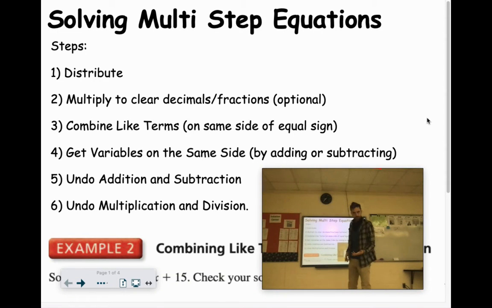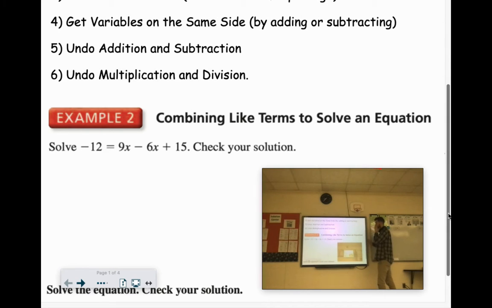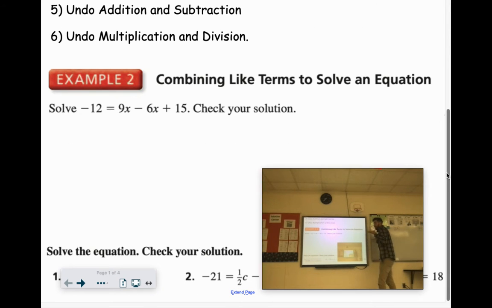Being able to solve a multi-step equation is one of the most important things you can do in Algebra 1. So here are the steps for it. You always distribute first, and then you can clear the fractions or decimals after that. Highly recommend that step. Combine your like terms on the same side of the equal sign, then get your variables on the same side, and then the last two are just the two-step equation steps: undo addition and subtraction, then undo multiplication and division. So you might not need to do all 6 of those steps, but if you just follow that order every time, you'll get it perfect.